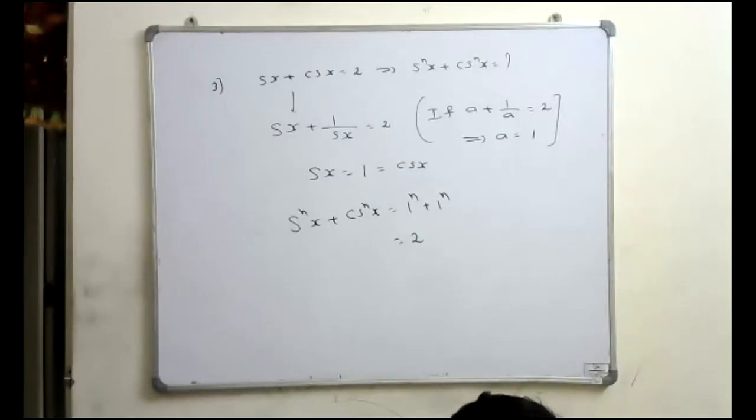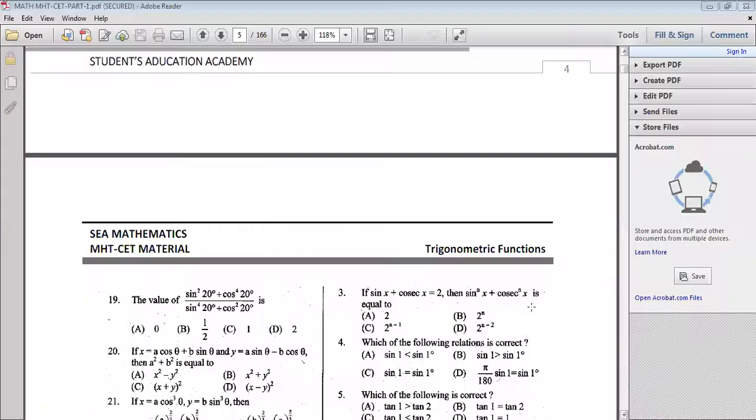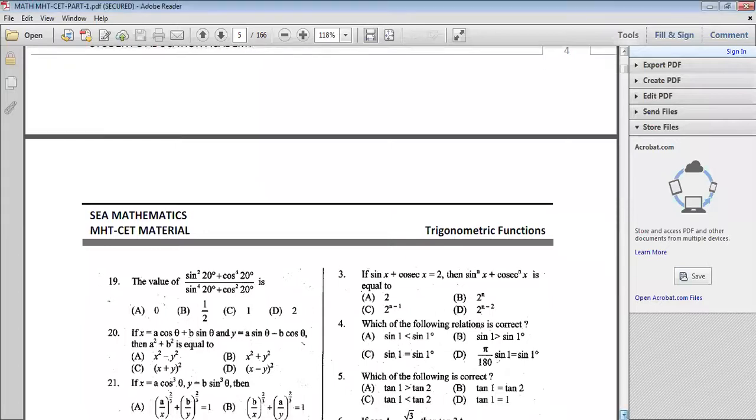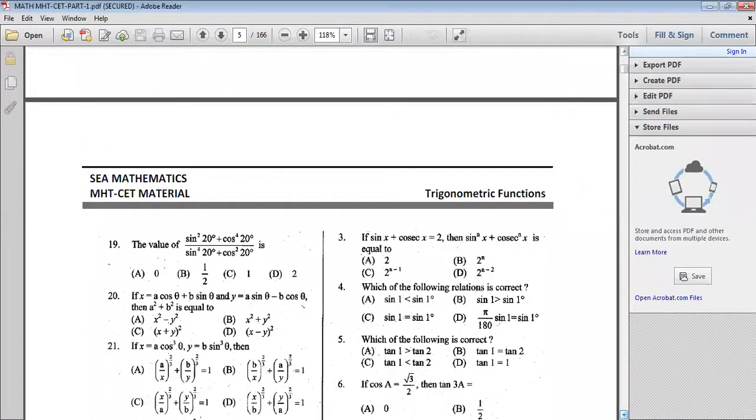Now, look at the next problem. The problem number fourth one. Which of the following relations is correct? Sine 1 less than sine 1 degree, sine 1 greater than sine 1 degree, sine 1 is equal to sine 1 degree, pi by 180 into sine 1 is equal to sine 1 degree. So which of the following is correct? Just observe this.